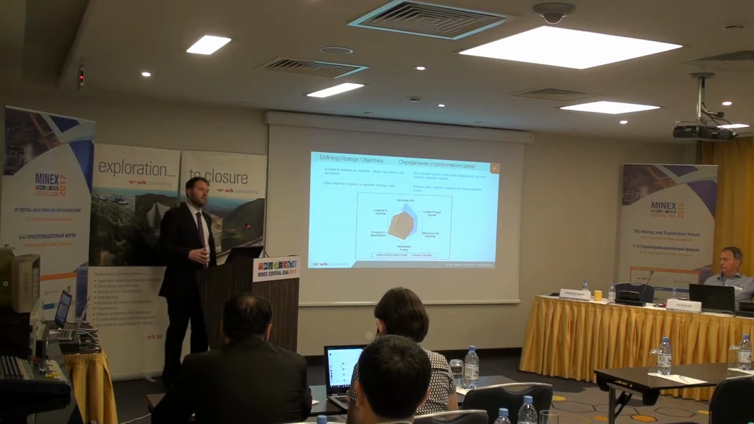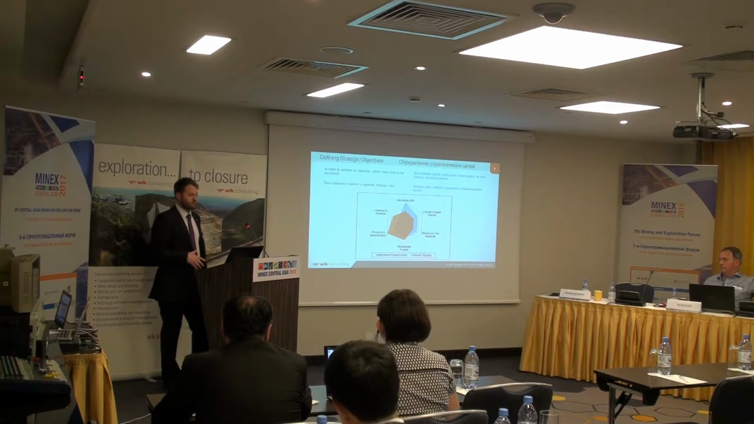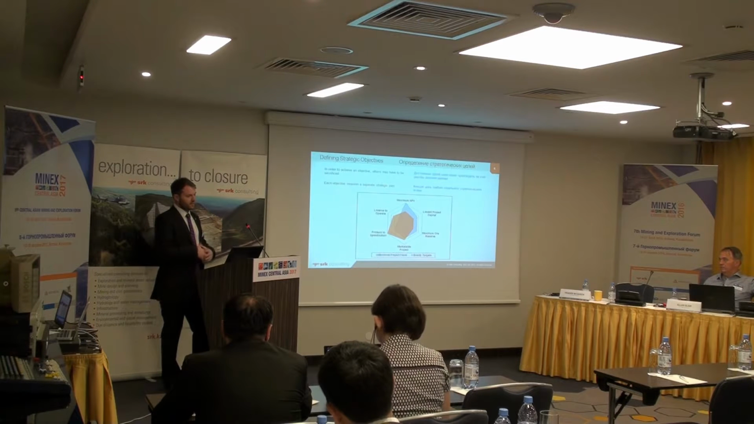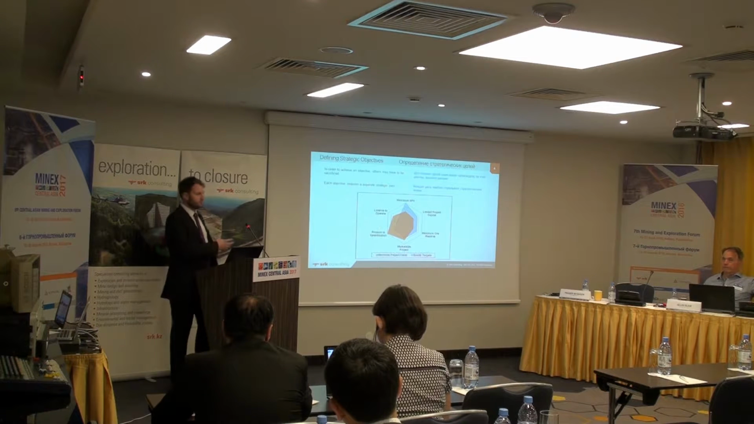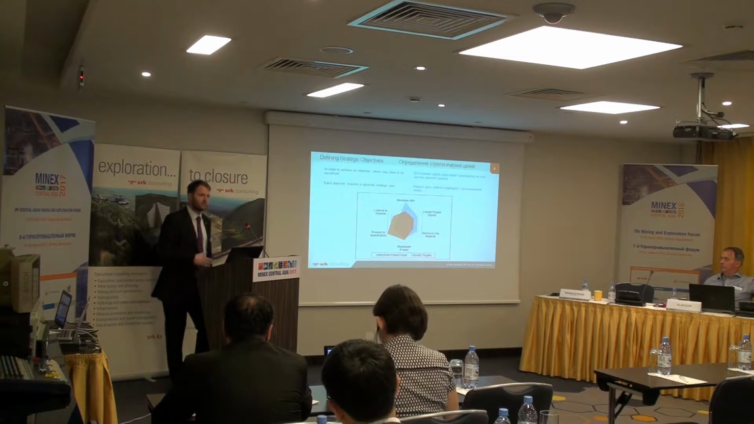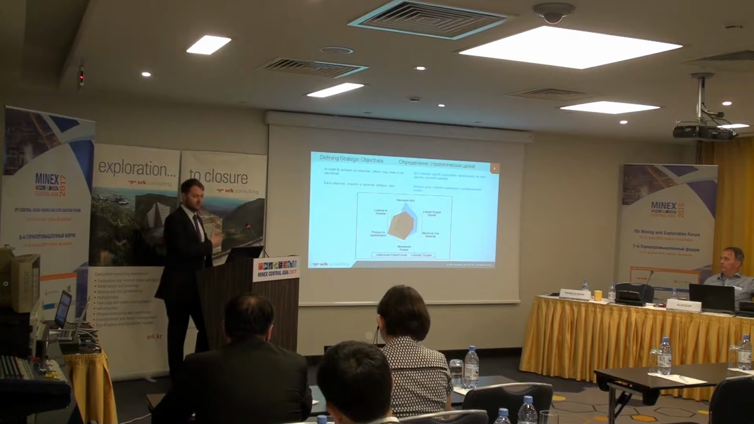Now, this diagram here represents how some objectives can only be achieved by sacrificing others. For example, with the blue outline, we can see here that the plan has tried to maximise the NPV of the project, but has therefore not been able to maximise the ore reserve or the size of the deposit.